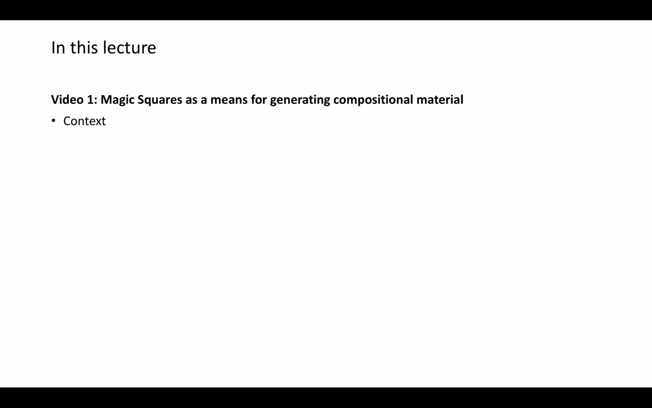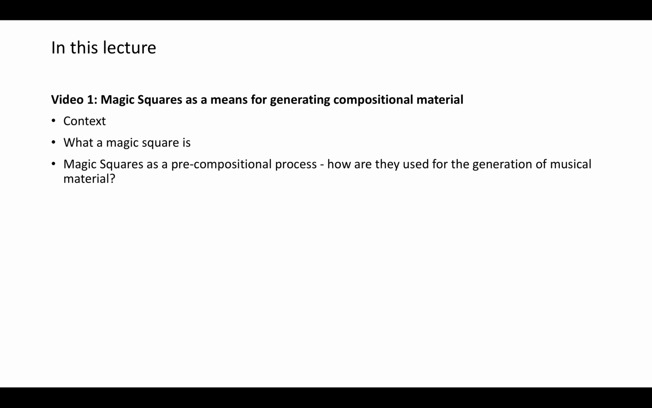In this lecture, the lecture is split into two videos. In the first video, we're going to look at magic squares as a means for generating compositional material. I'm going to give you some context about the piece Ave Maris Stella. I'm going to explain to you what a magic square is, and explain to you how Peter Maxwell Davies' magic square works. I'm going to tell you about magic squares as a pre-compositional process.